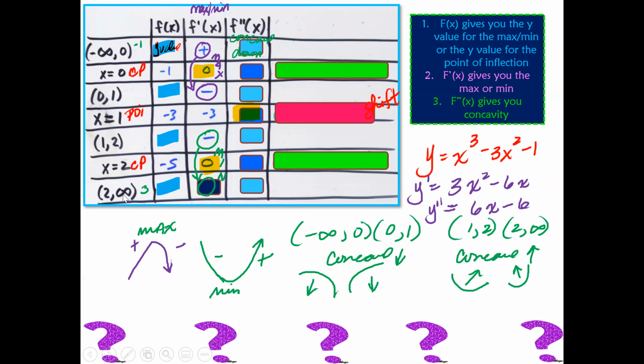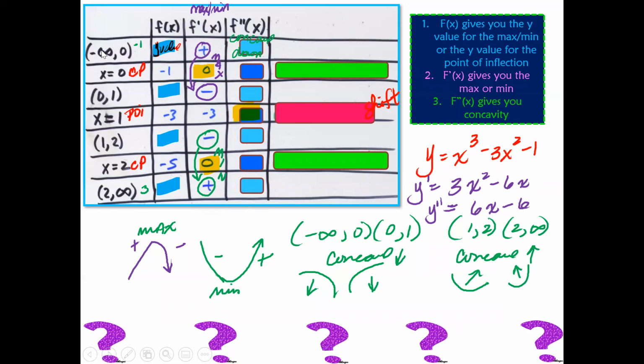Then you're going to pick a point from 2 to positive infinity. You could pick 100 if you want, but I'm going to pick 3. So 3 times 3 is 9. 9 times 3 is 27. And then 3 times 6 is 18. 27 minus 18 is going to be a positive. So this is your second column. Then you're going to take a look at the f double prime of x. Okay, so this is your chart right here.